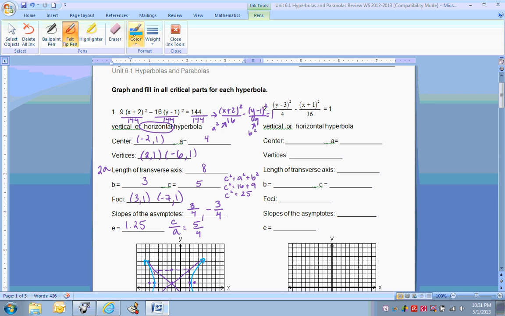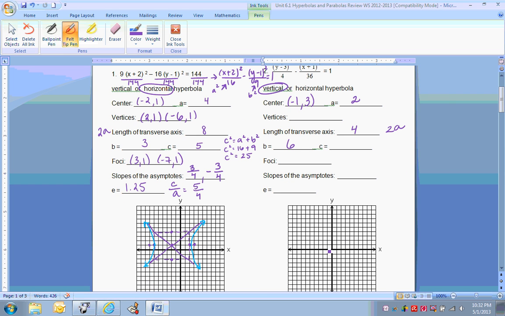Okay, now trying the next one. This one is already in the form that we like it to be in. The y term comes first, so we know it's vertical. The center is at -1, because that's the value with my x, and +3. The 4 is my a squared, so a is 2, and 36 is b squared, so b is 6. The length of my transverse axis is always 2 times a, so that's 4. I go ahead and plot my center at -1, 3.